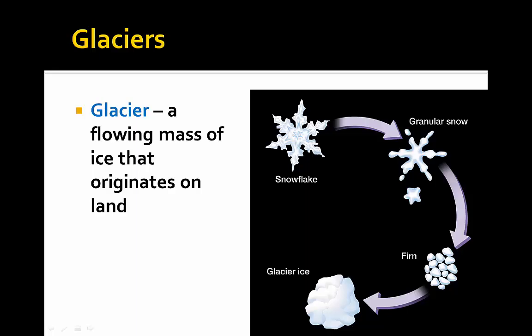Glaciers are flowing masses of ice. However, it's not as simple as a snowflake directly turning into a glacier. Instead, each individual snowflake sort of loses its shape and turns into granular snow. That granular snow solidifies into something called firn, which is basically a bunch of little particles of ice. Eventually that firn will be consolidated into a glacier.